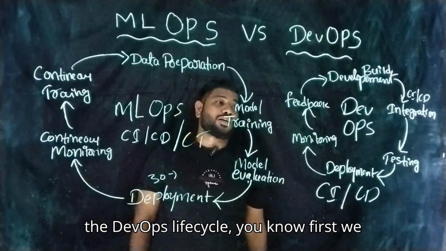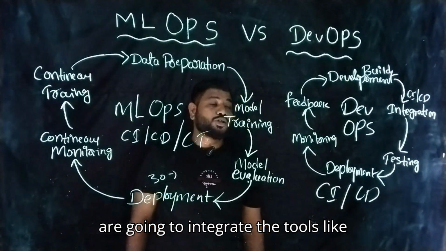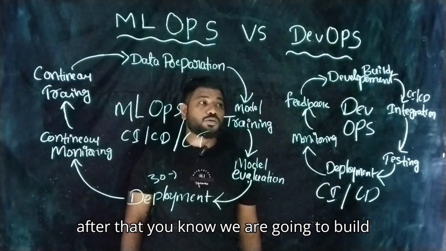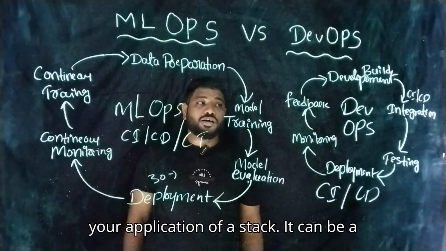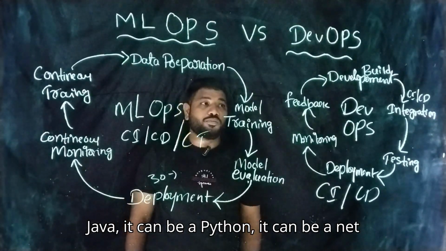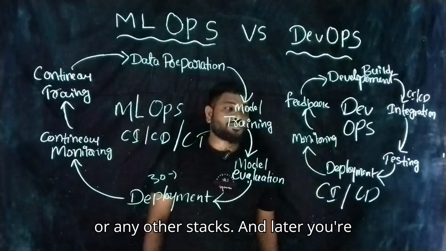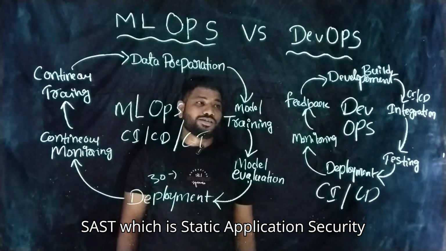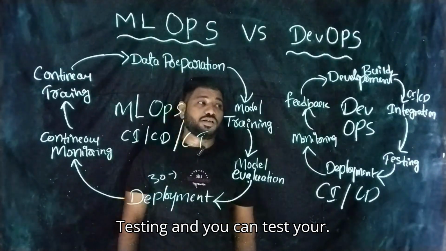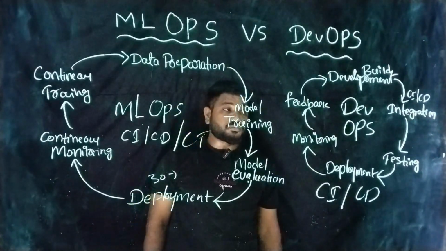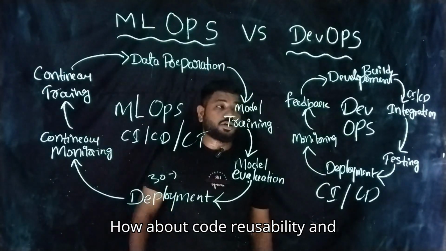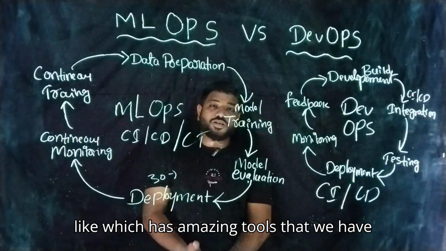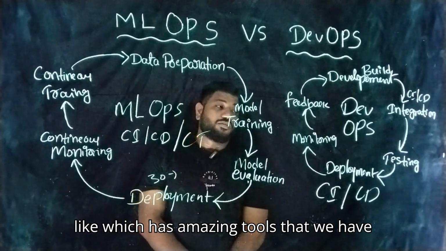So in the DevOps lifecycle, first we are going to integrate tools like source code management, and after that we are going to build your application on a stack. It can be Java, Python, .NET or any other stack. And later you're going to test your source code with SAST, which is static application security testing, and you can test code reusability and duplications by calling SonarQube, which is an amazing tool that we have in the market.